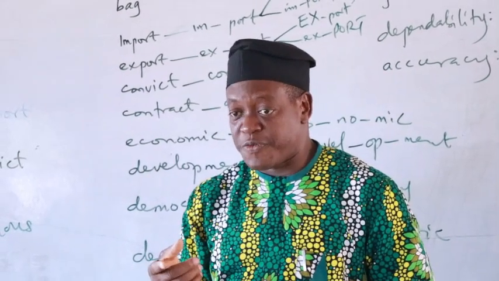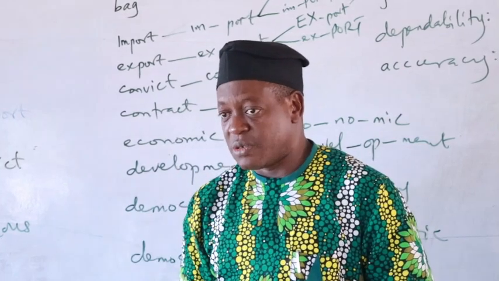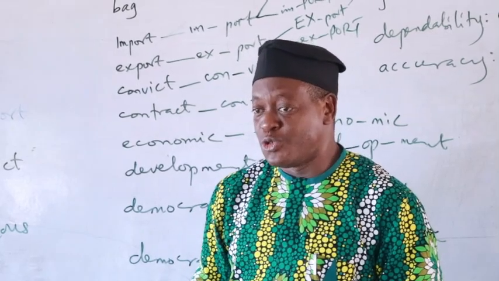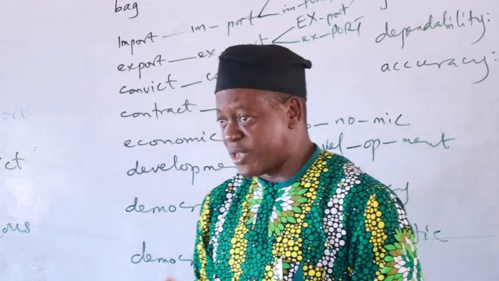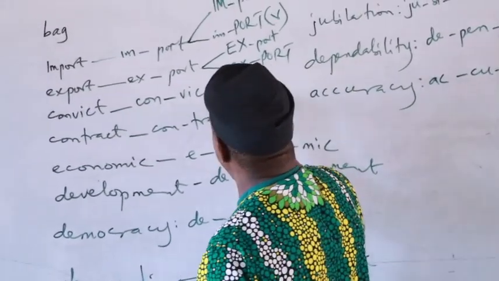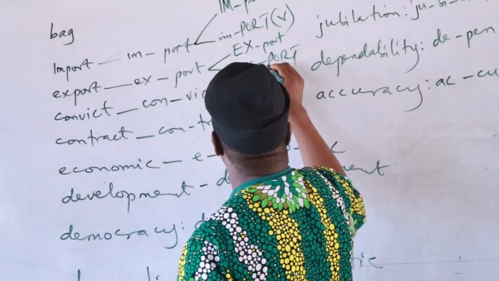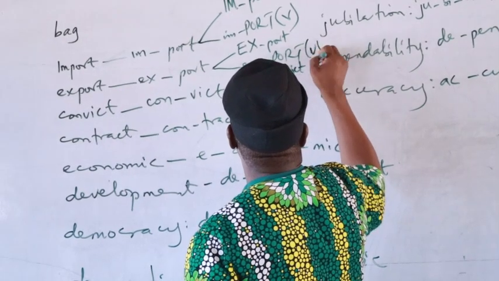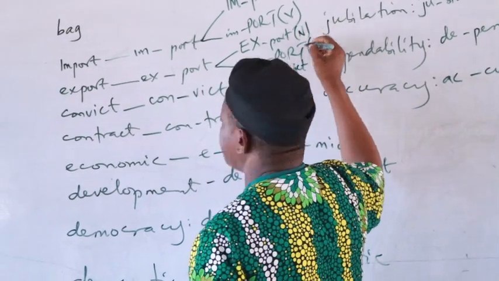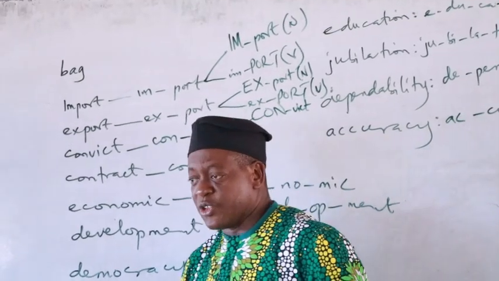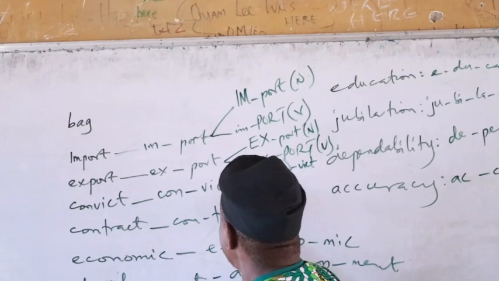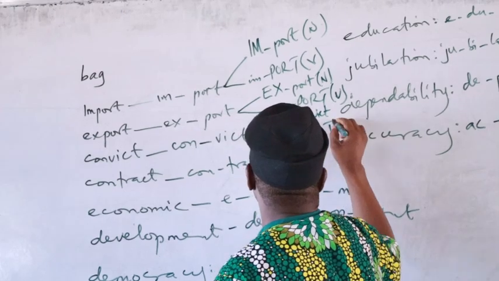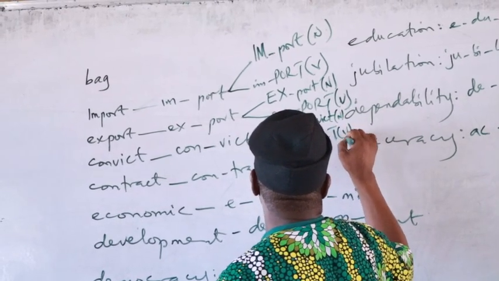Cocoa is an example of export. I have many tons of cocoa in my store. I want to export them. That is verb. The same thing, you can have convicts. You know who is a convict? That has been sent to prison. And the act of sending that person to the prison is to convict the person. So this is a noun, this is a verb.